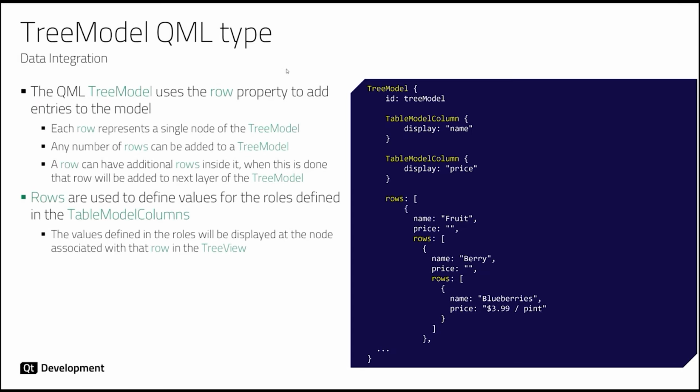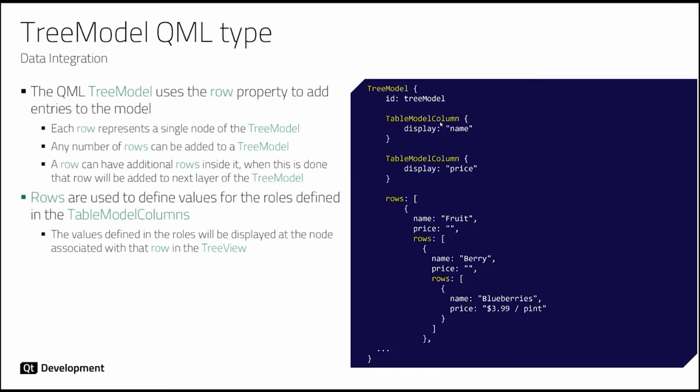So the QML tree model uses the row property to add entries to the model. Now each row is going to represent a single node of the tree model, and any number of rows can be added to a tree model. So you can have any number of nodes associated with a tree model, and therefore any number of rows in your model itself. In a row, as it is a tree, a row can have additional rows inside it representing child items of an individual node, and therefore you can have a complex parent-child hierarchy inside of your tree model. So when this is done, that row will be added to the next layer of the tree model, and therefore you can form a tree.